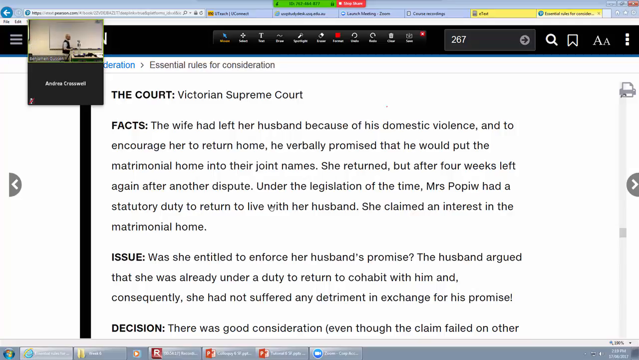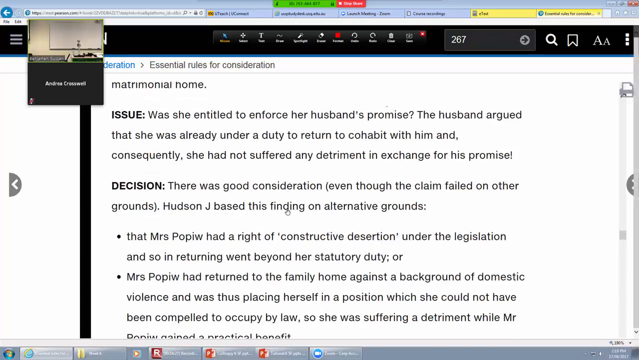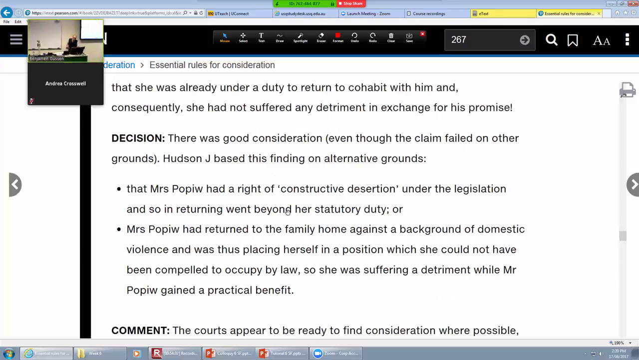That's the question. So the issue, was she entitled to enforce her husband's promise? The husband argued that she was already under a duty to return, so she had not suffered any detriment in exchange for his promise, i.e. she did not pay anything for it, she did not buy his promise. What did the court say?